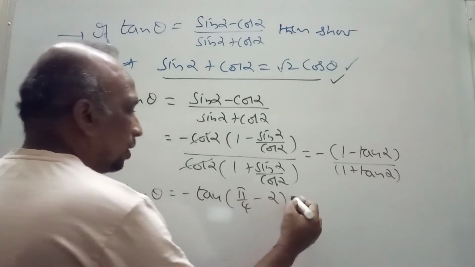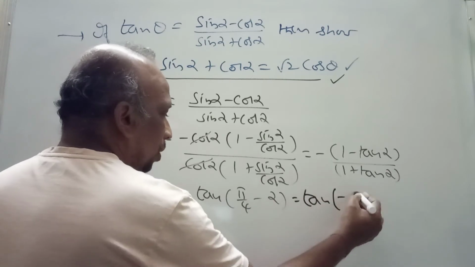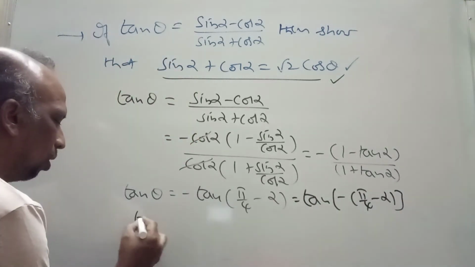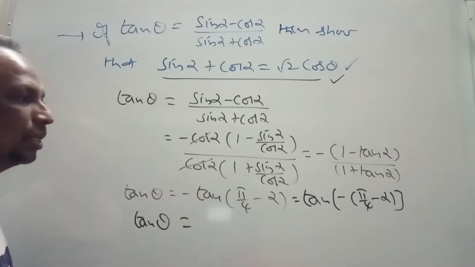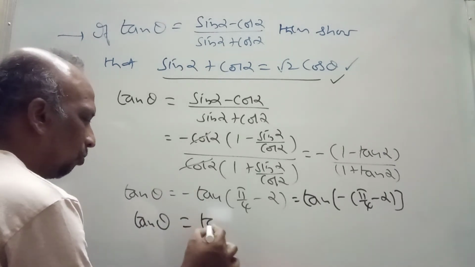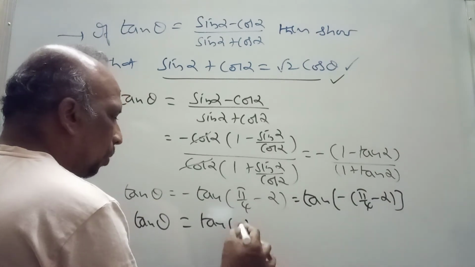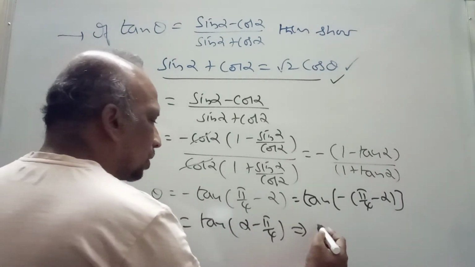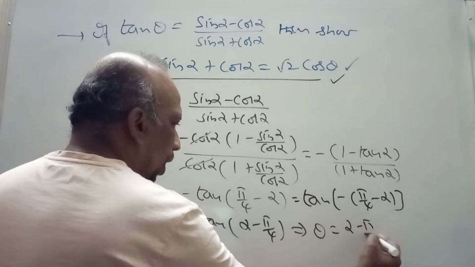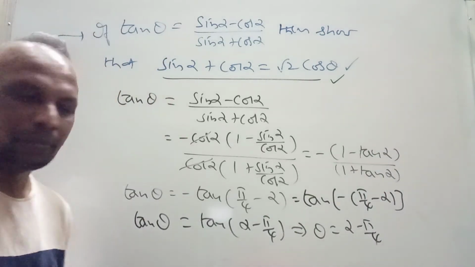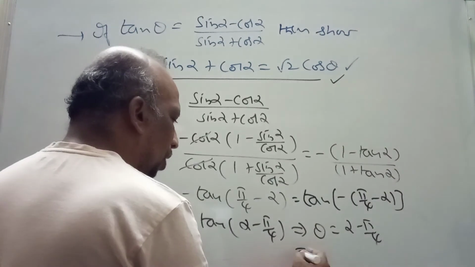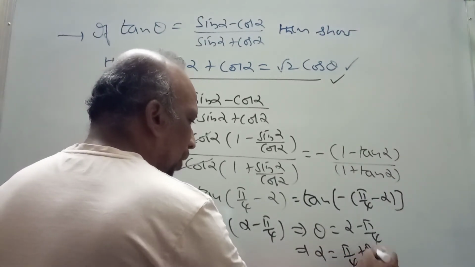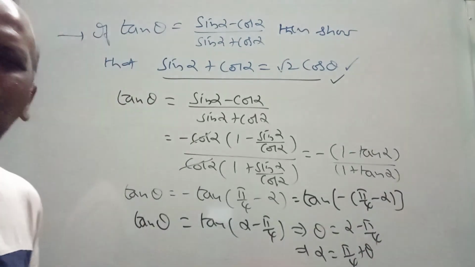So tan of minus theta, I can take as tan of minus of pi by 4 minus alpha. So I can write tan theta is equal to tan of, you can observe here, this will become alpha minus pi by 4. So this implies, comparing both the sides, theta equals alpha minus pi by 4, right? Now from this, what about the alpha value? Alpha is equal to pi by 4 plus theta.